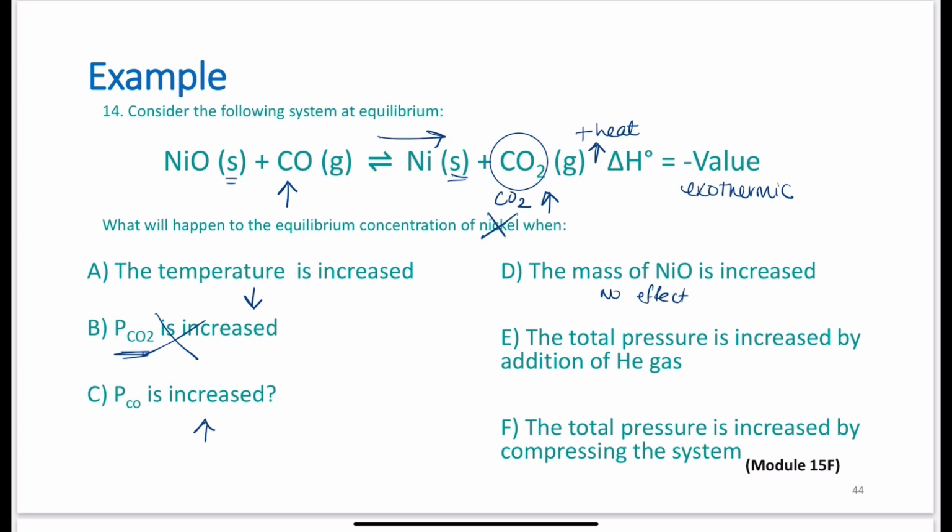Total pressure is increased by addition of helium gas. No effect. It's a non-competing substance. And the total pressure is increased by compressing the system. I don't know what my moles of gas are. Let's see. I've got 1 mole of gas versus 1 mole of gas. I've got the same number of moles of gas on each side, so no effect because neither side has fewer moles of gas. I apologize. I'll make sure to fix this one in your slides. But yeah, not written the best. Definitely need to find a different example or use a different species.